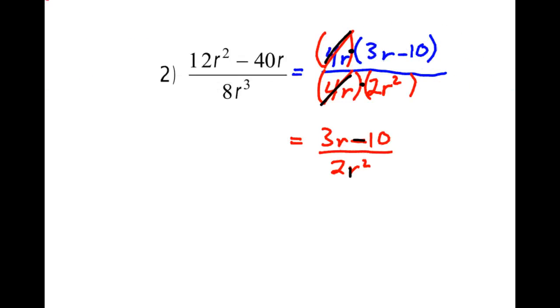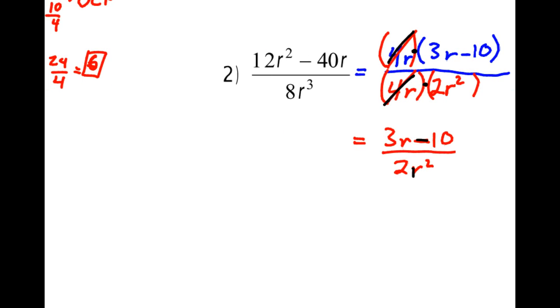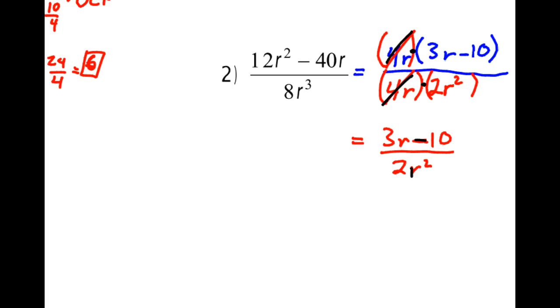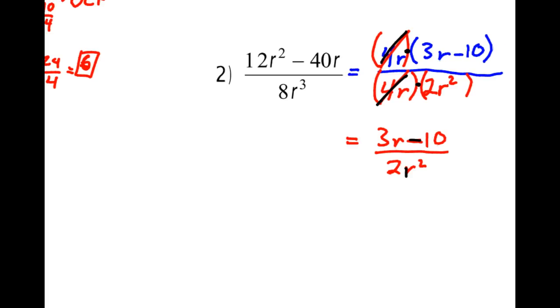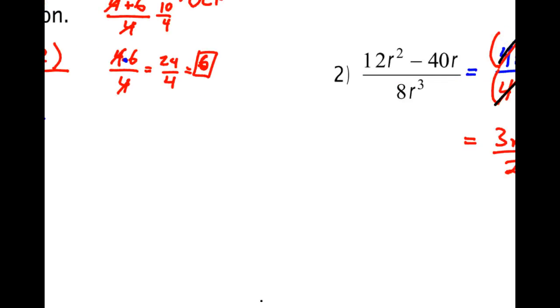So the biggest mistakes on here are rules that are made up just to make things cancel further than they should. As long as it's multiplication, you can cancel. Otherwise, not.